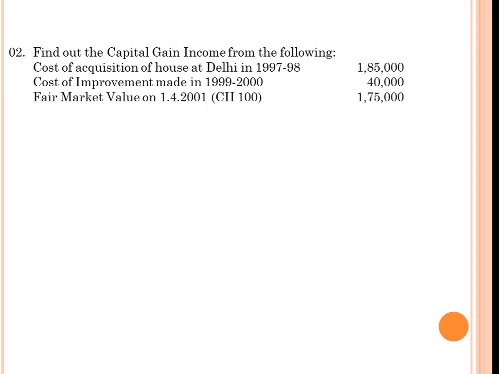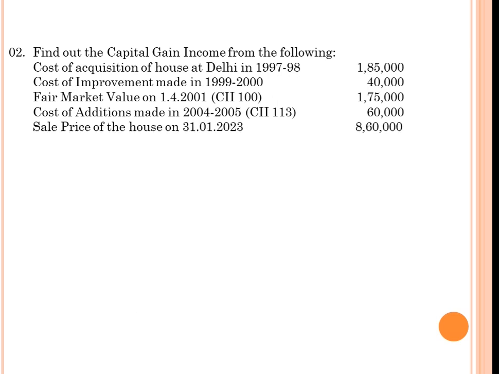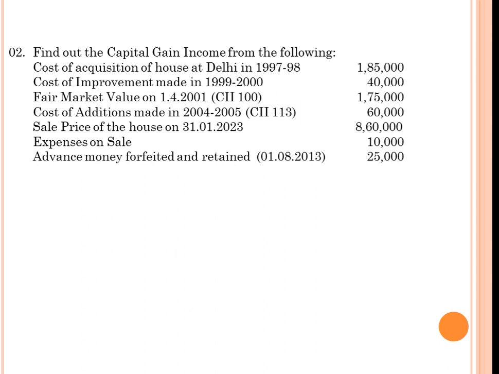And fair market value on 1/4/2001 is 1,75,000. Cost of additions made in 2004-2005 is 60,000. Sale price of the house on 31/1/2023 is 8,60,000. Expenses on sale are 10,000, and advance money forfeited and retained on 1/8/2013 is 25,000. So with the help of these details, you have to find the long-term capital gain. You have to find the capital gain.